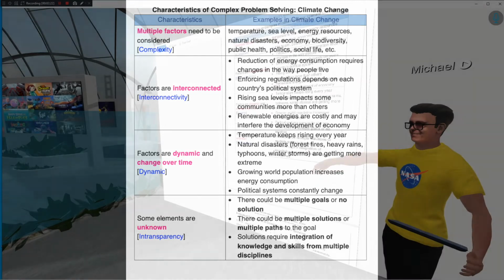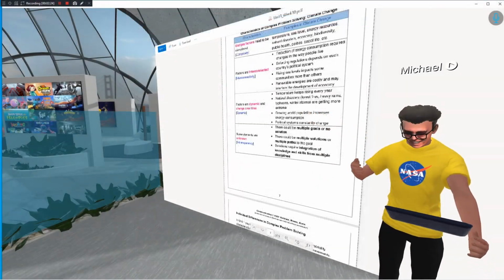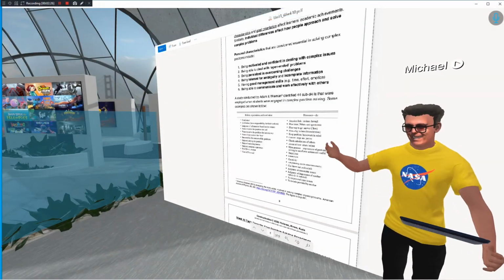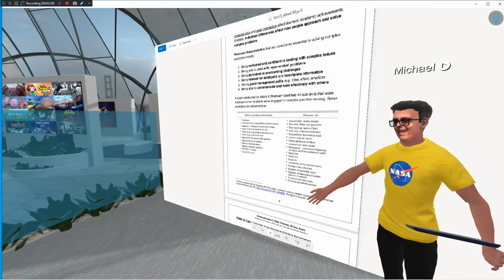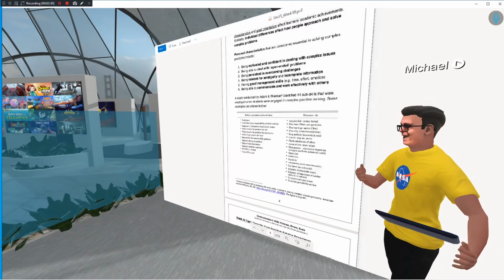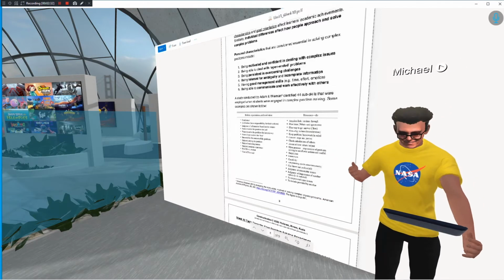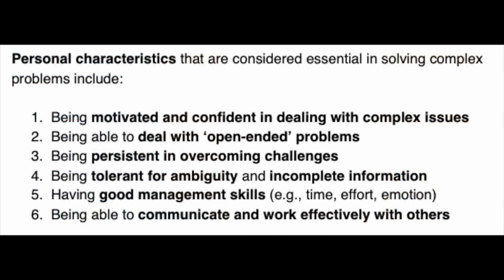Do you remember in Unit 1 where you learnt about how individual differences, such as personality and goal orientation, affect learners' academic achievements? Well, individual differences also affect how people approach and solve complex problems. And on page 8, we highlight those personal characteristics.